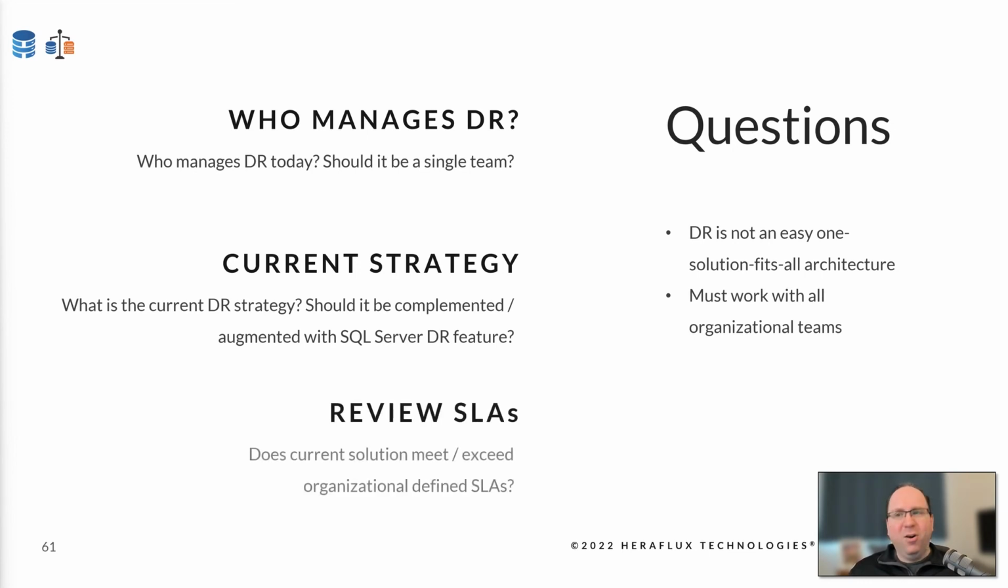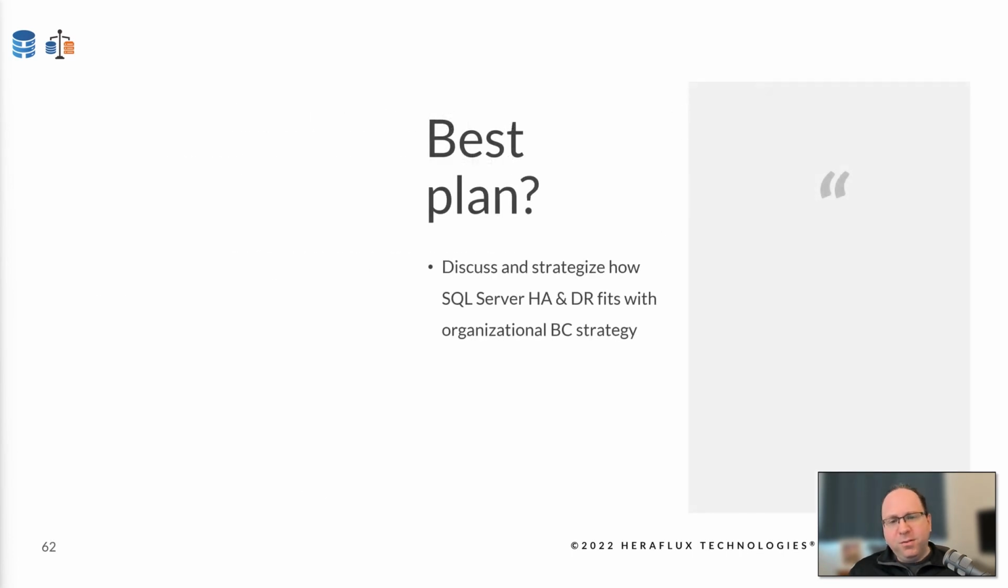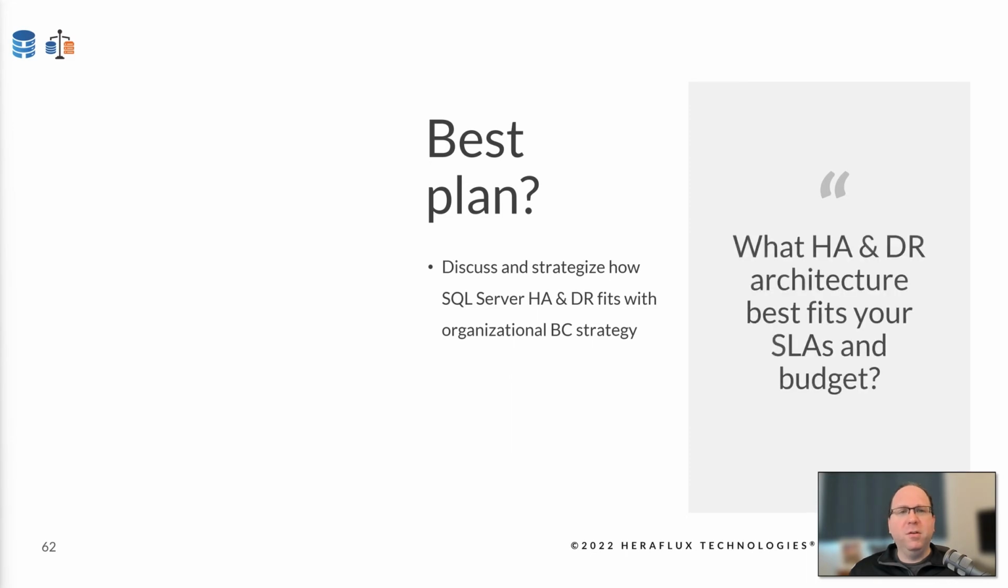And again, it all goes back to these SLAs. So what's the best plan? Discuss with everybody involved how SQL Server HA and DR features fit with that organizational business continuity strategy. Do the plans. Look at the budget. If the budget doesn't line up with the plan, you either have to reduce your expectations or change up your plan in order to fit. And this goes all the way up to the C level.